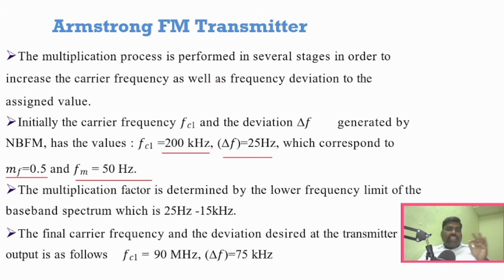And the multiplication factor can be obtained from the lower frequency limit. What is the lower frequency limit for an audio signal? The lower frequency limit is 25 hertz to 15 hertz. That is the range, right? So you take 25 hertz. And we know that this is the desired carrier frequency we need to achieve. Desired carrier frequency. So now, how are these multipliers, N1 and N2, calculated?